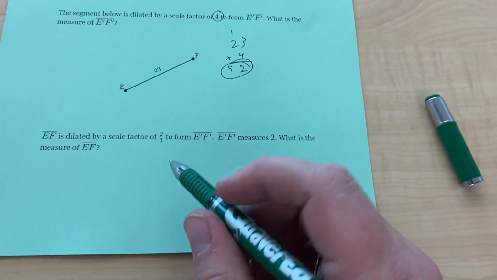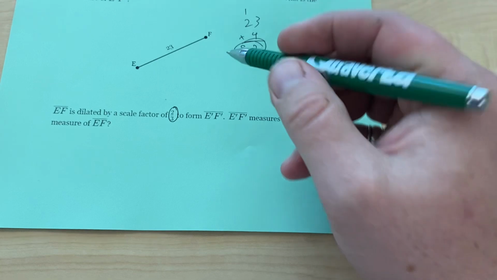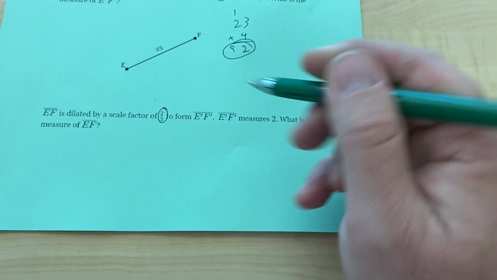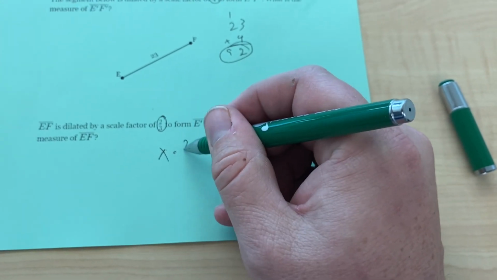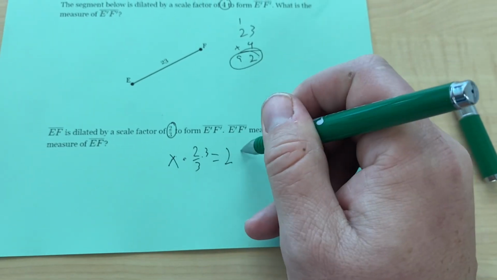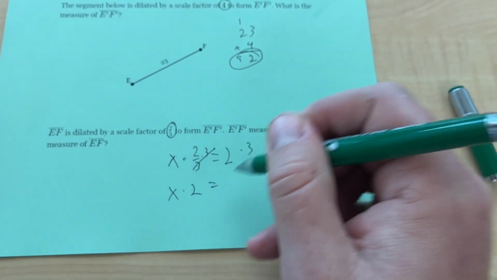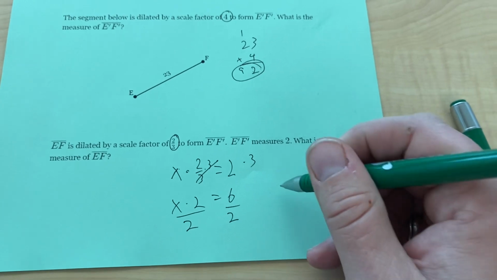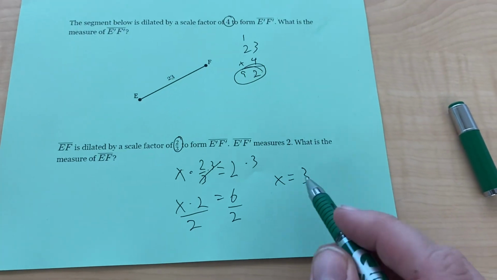This one, however, you have to be careful. EF is dilated by a scale factor. It's multiplied by 2/3 to make E prime F prime. Then it tells me E prime F prime is 2. So whatever I had, I multiplied by 2/3, and I ended up with 2. I multiply by 3 to get rid of my fraction here. So I get x times 2 is equal to 2 times 3, which is 6. I divide by 2, and I get x is equal to 3. So the original EF was 3.